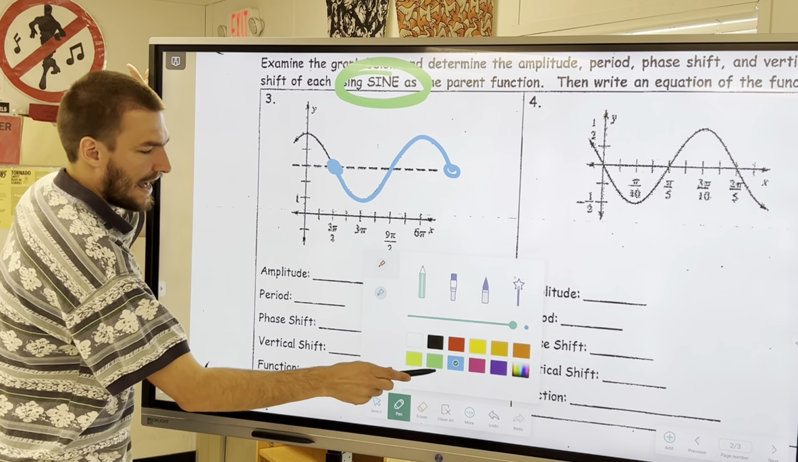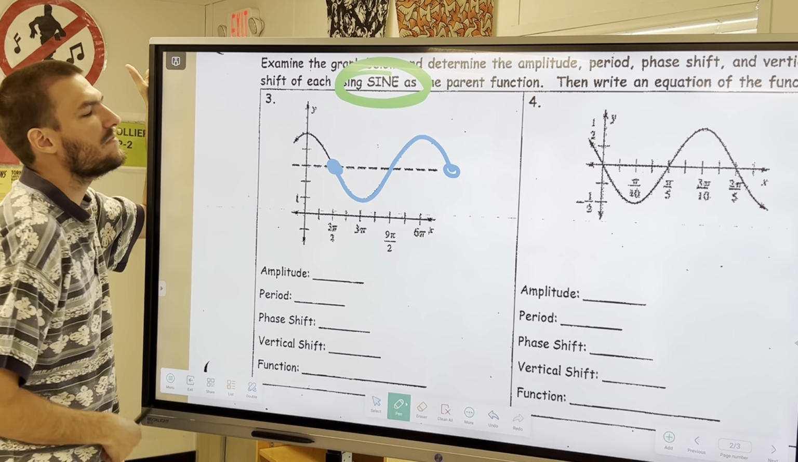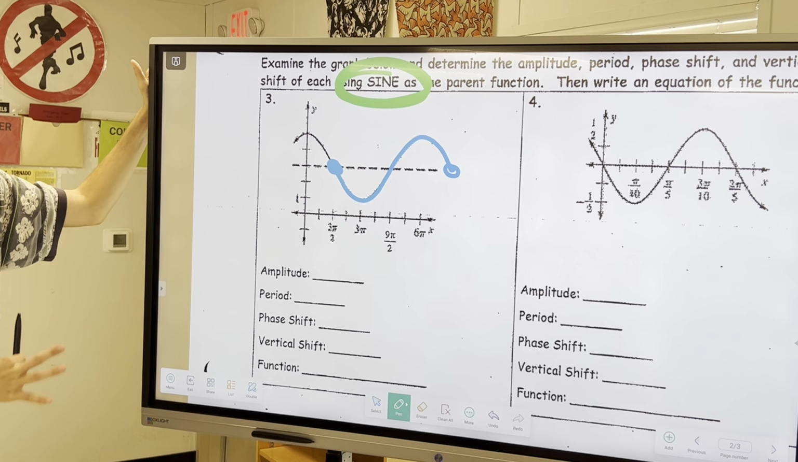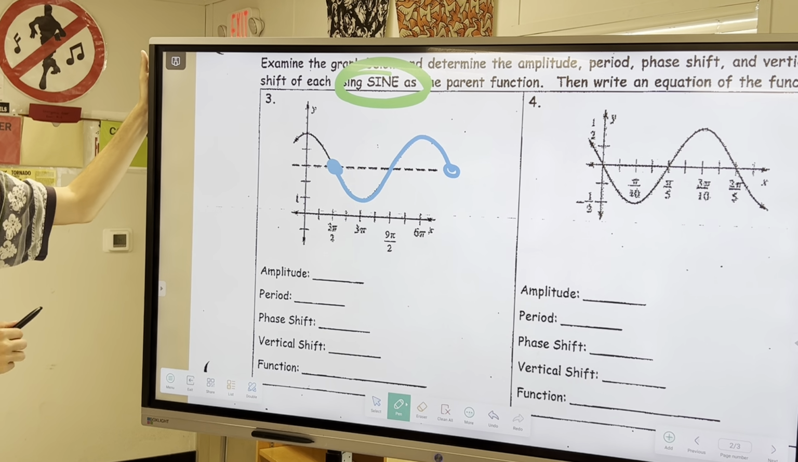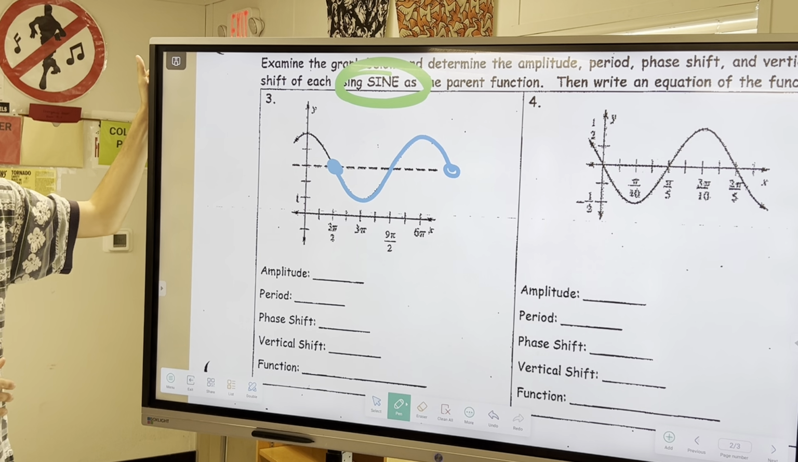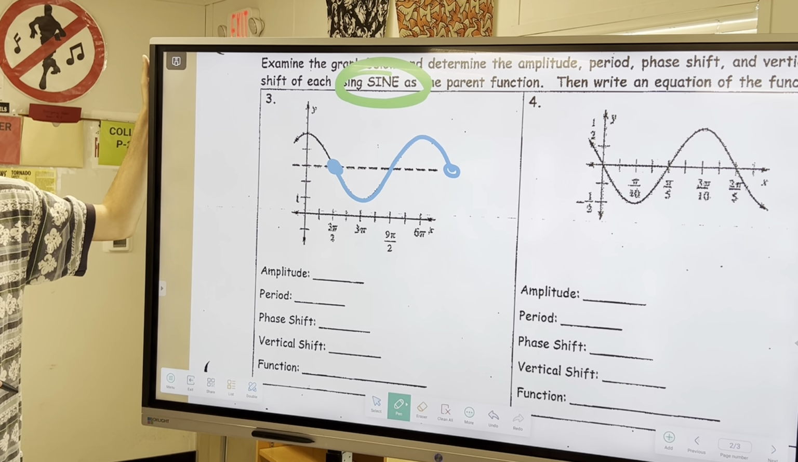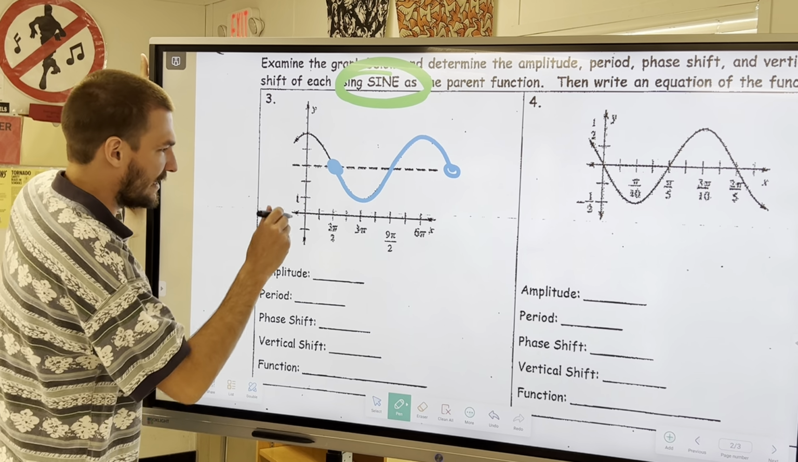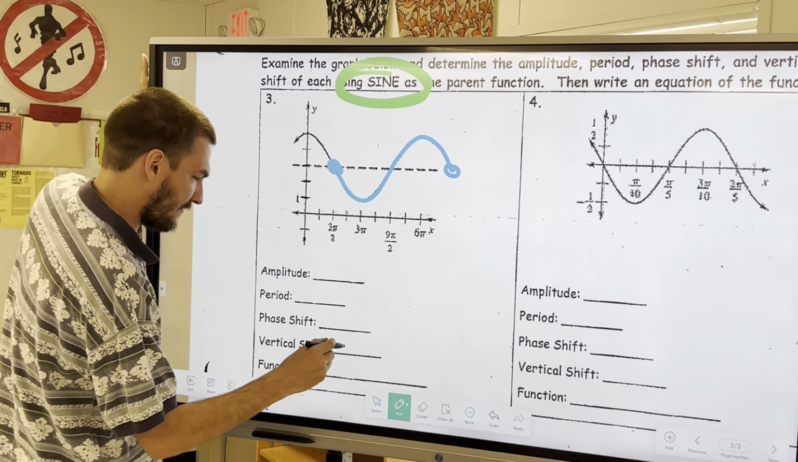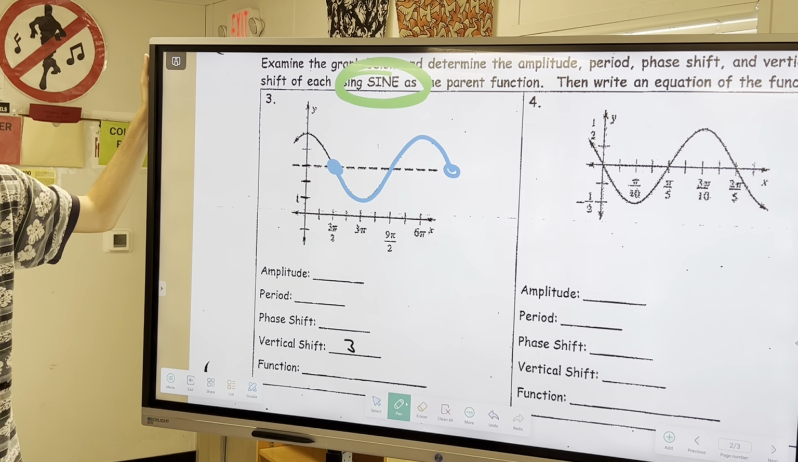So that means I need a sine graph, and I have a couple other things going on. Does anybody know any of these pieces? What the amplitude is, what the period is, any of that stuff? That was too many at once. Sorry. Vertical shift is 3. We go up 1, 2, 3. Perfect. Vertical shift is 3. Easy. What else we got?